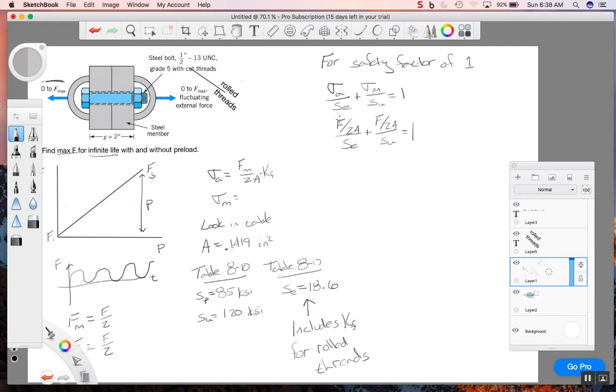Now, what do I know here? I can go to green. I know the area, I know this, I know this. The only thing I don't know is my force. So I can solve that. This gives me F equals 4,570 pounds.